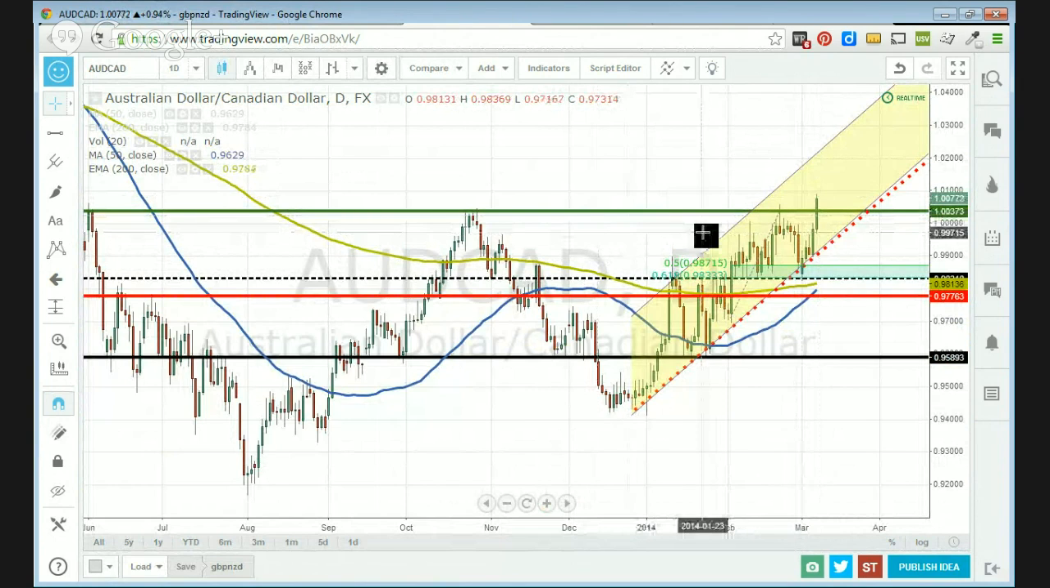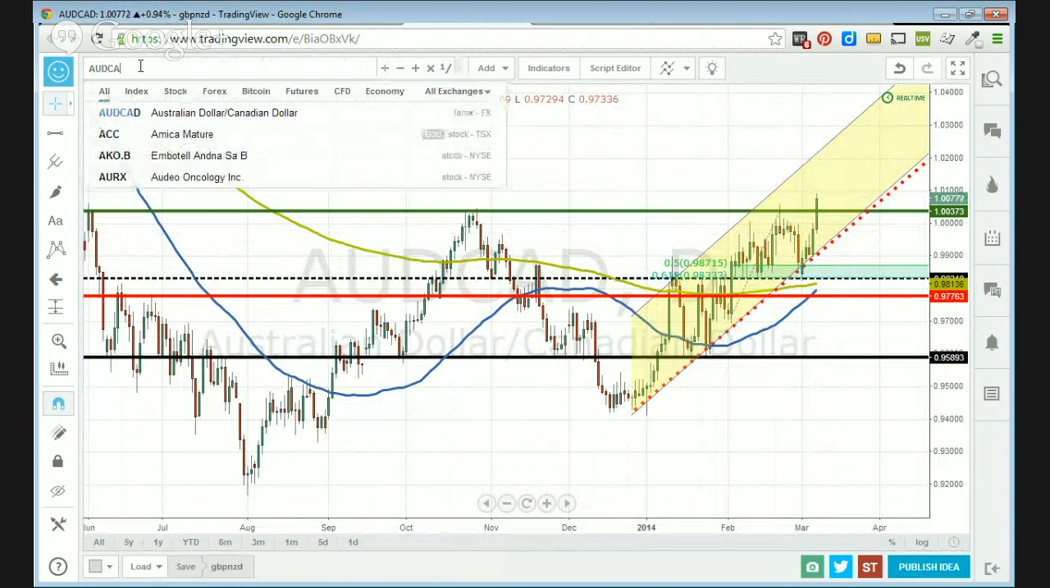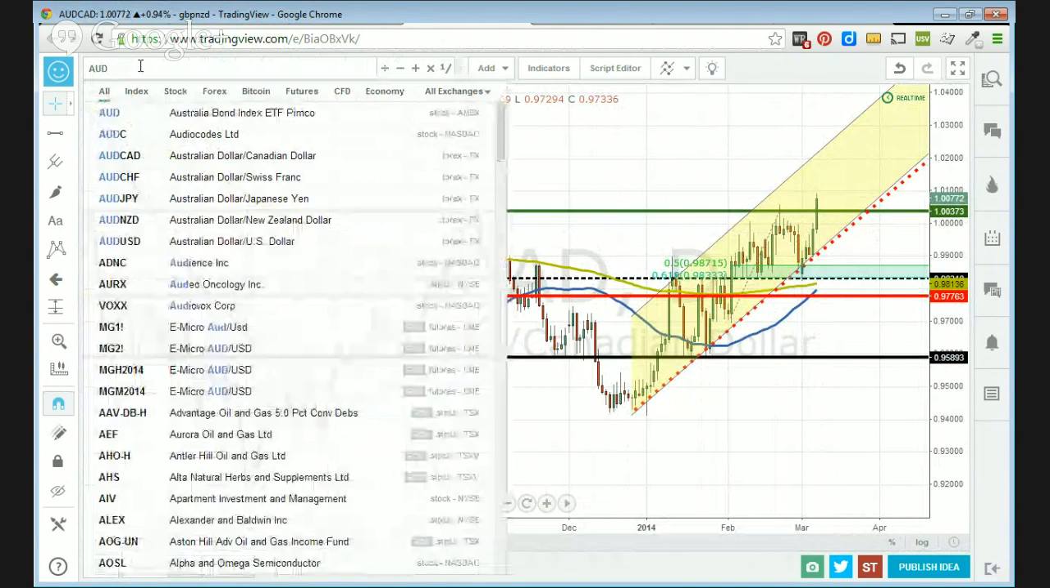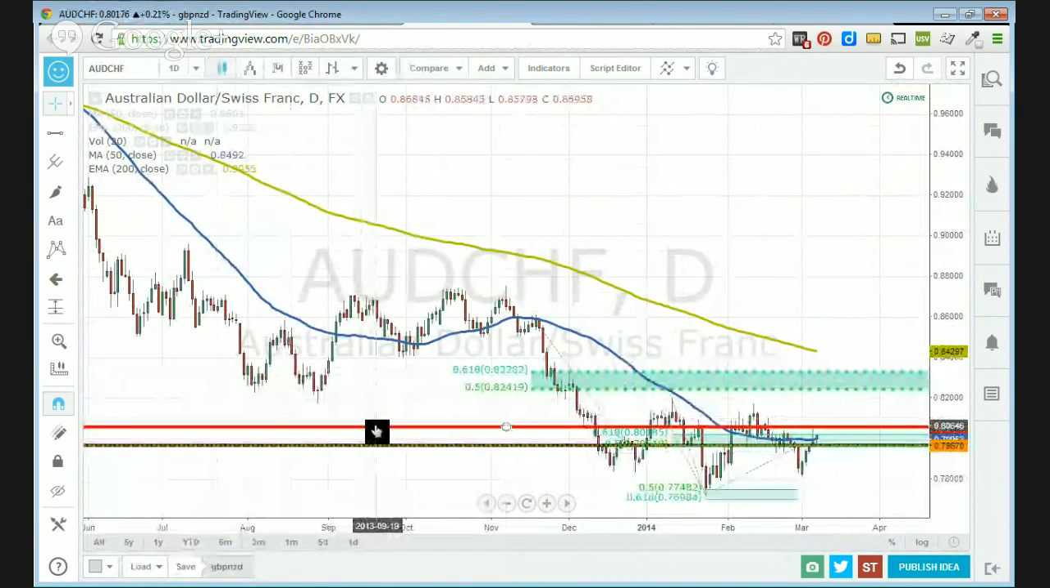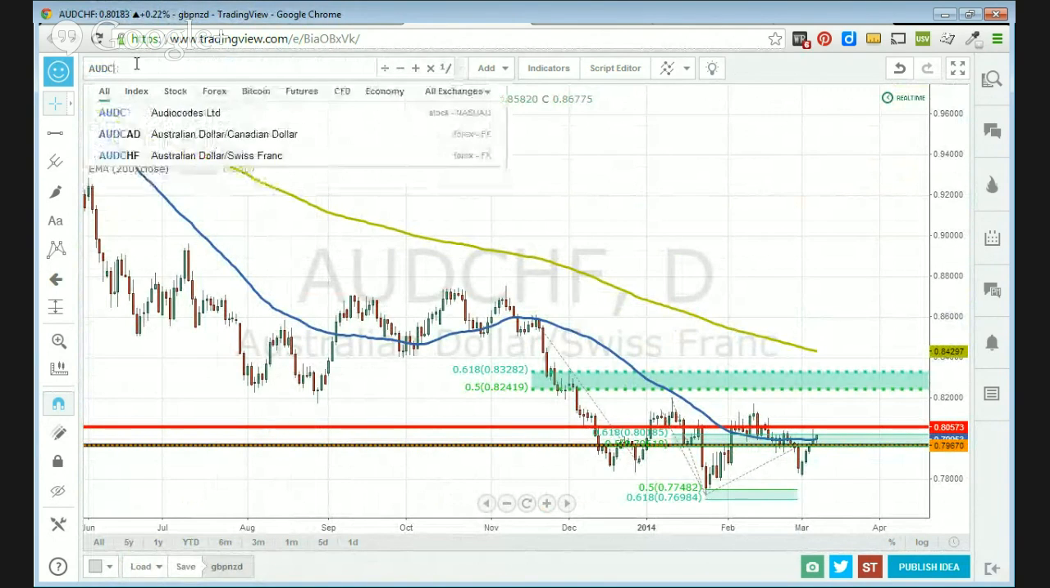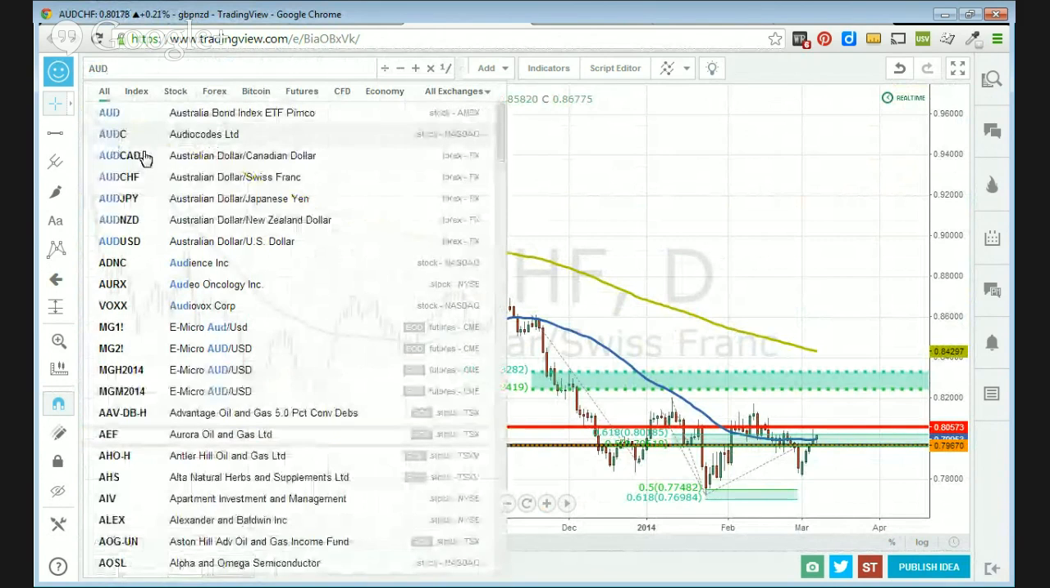In any event, Aussie Canada, nothing yet. Didn't get filled when I went long here. It's still going strong, so I'll wait. Let's see if we get a pullback somewhere else. That price channel I do think is meaningful. Aussie Swiss, I'm in on this trade now. Stop is at that red line. Not looking too great, but we'll see. That's Aussie Swiss.